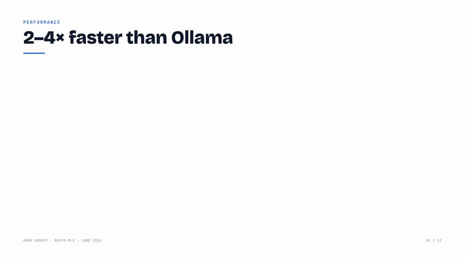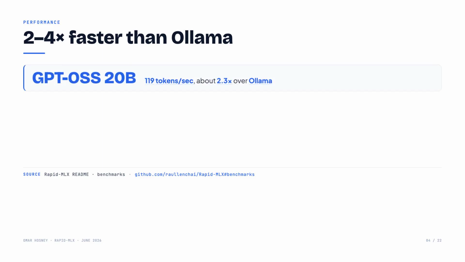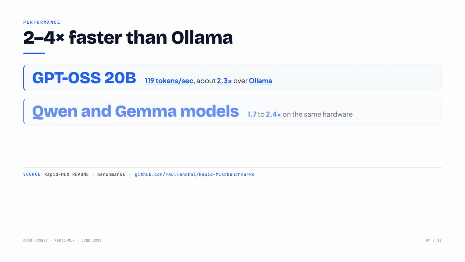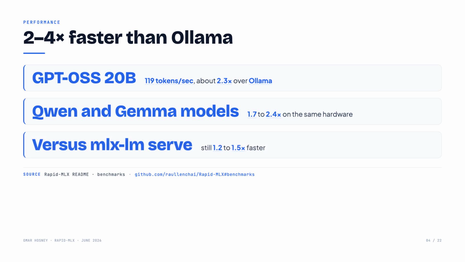On real benchmarks, Rapid-MLX is 2 to 4 times faster than Ollama. GPT-OSS 20B runs at 119 tokens per second, about 2.3 times Ollama's speed. Qwen and Gemma models lead by 1.7 to 2.4 times on the same hardware, and against MLX-LM serve on identical weights, it is still 1.2 to 1.5 times faster.